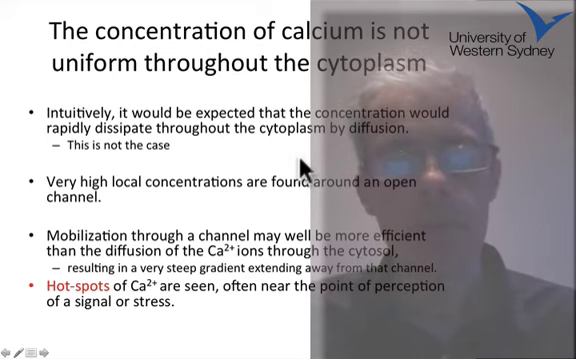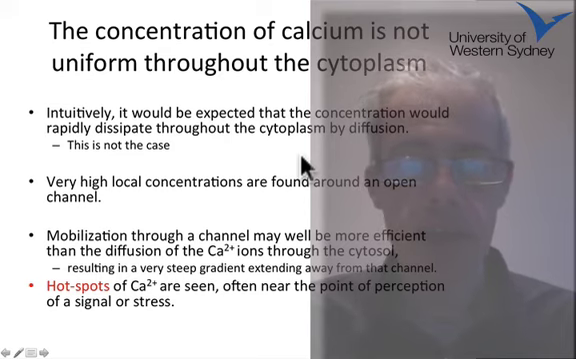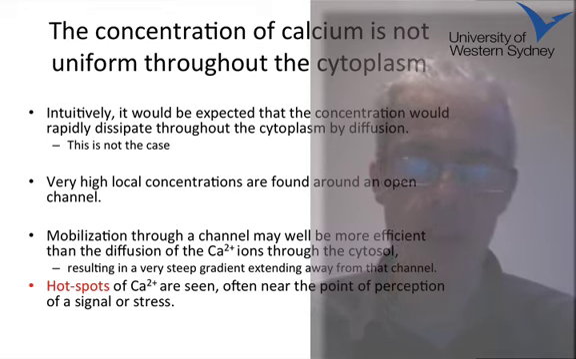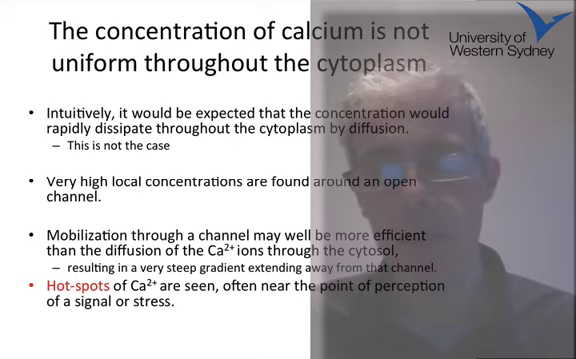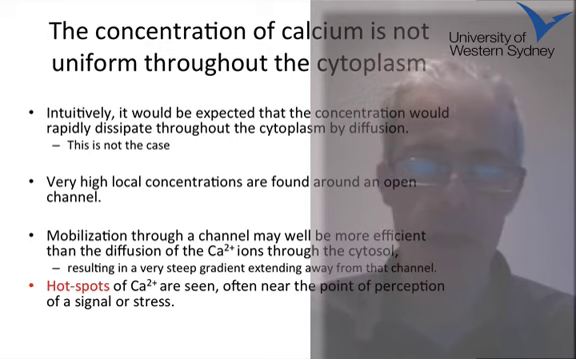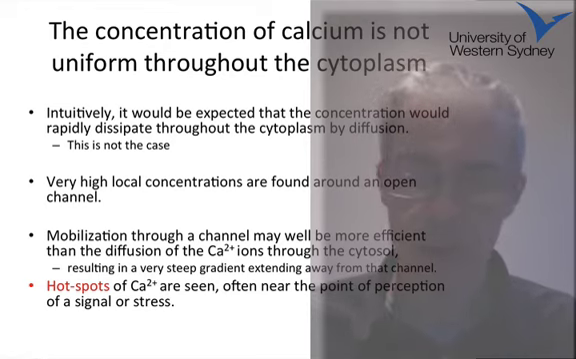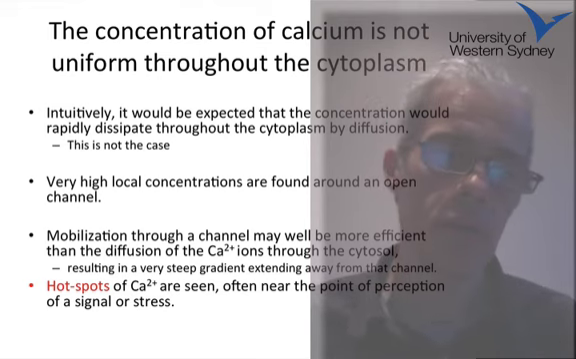People have also looked at the calcium ion concentration within cells, and it's not uniformly distributed as one may expect, but there are actually hotspots where calcium ion concentration is higher in one part of the cytosol than another. So clearly there's a mechanism within the cell to reduce the diffusion of calcium ions through the cellular cytosol.